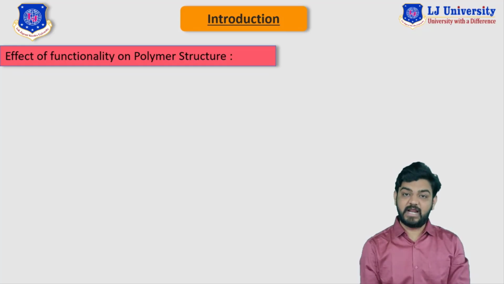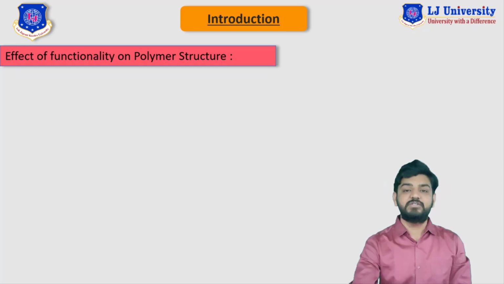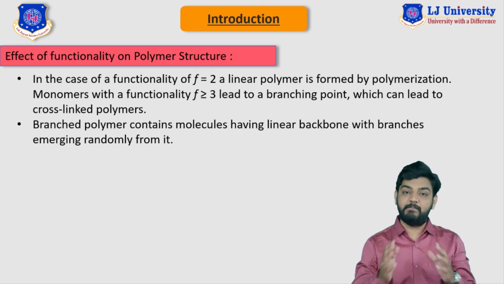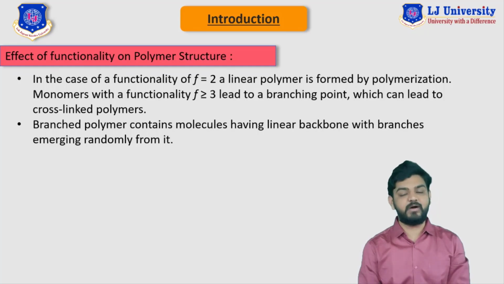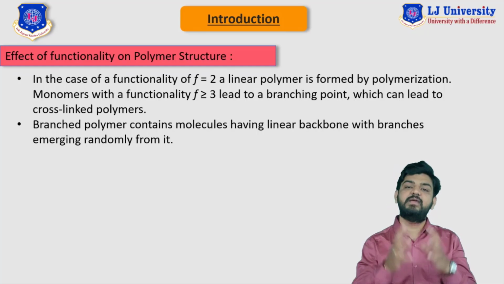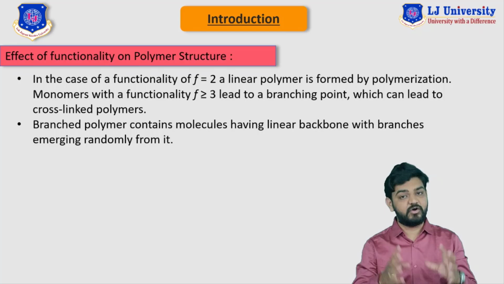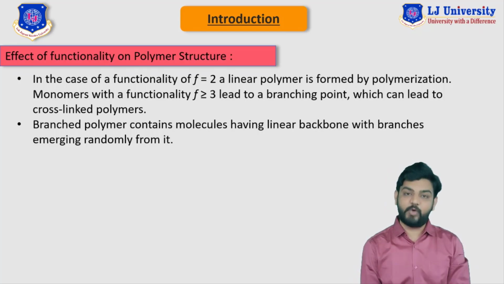I have already described what we mean by functionality in the second video. If you have missed that video, you can find it in the I button over here. Now, let me again give you a brief introduction to functionality. Functionality can be defined as the number of active sites on the monomer by which a monomer can be connected or linked with another monomer. Here we will see the effect of this functionality on the polymer.